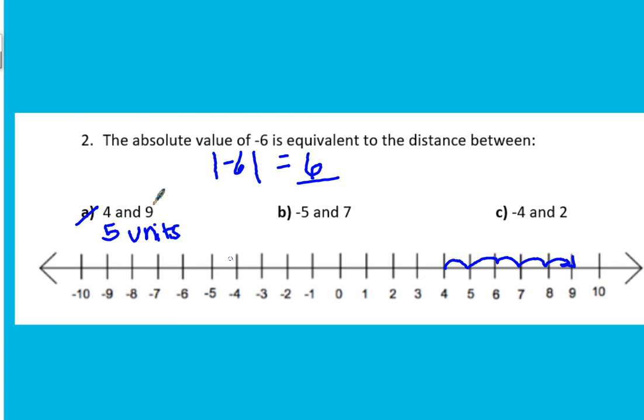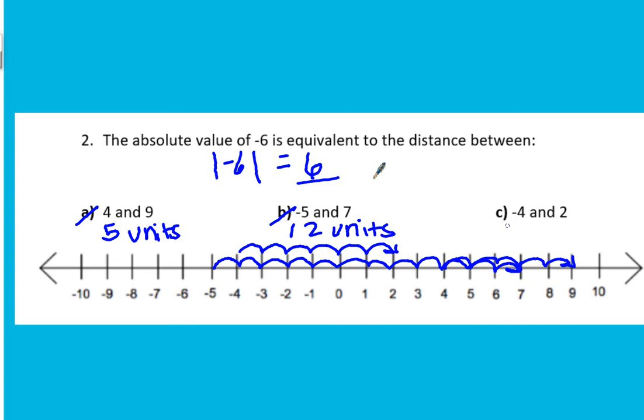Option B, it's telling us to start at negative 5 and count to 7. If we count all of those up from negative 5 all the way to 7, that's actually going to give us 12 whole units, and that's way too much. That's not what we're looking for here. So B isn't a great choice either. Option C, if we start at negative 4 and we go to 2, counting up all of those, that's exactly 6 units. And we were looking for the absolute value of negative 6 equals 6, so 6 units away from each other. So that distance between negative 4 and 2 is equivalent to the absolute value of negative 6, and C is going to be our best choice here.